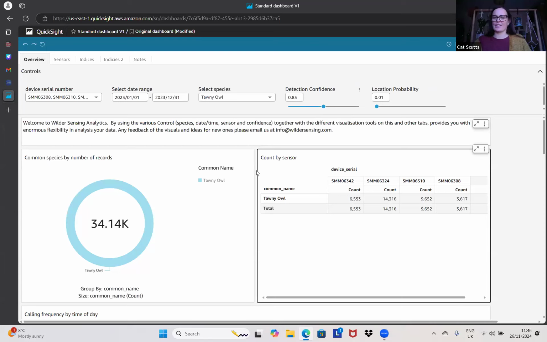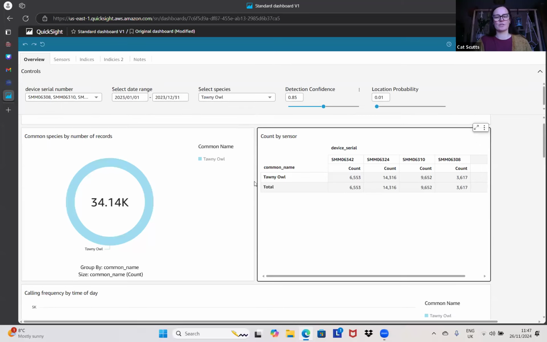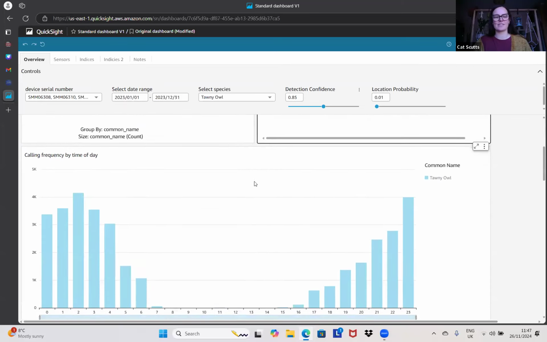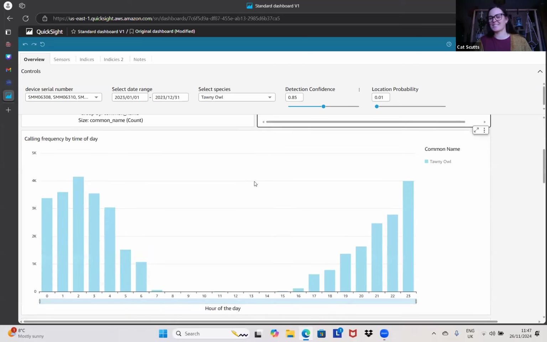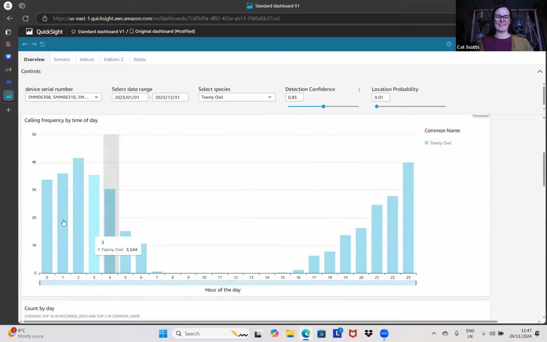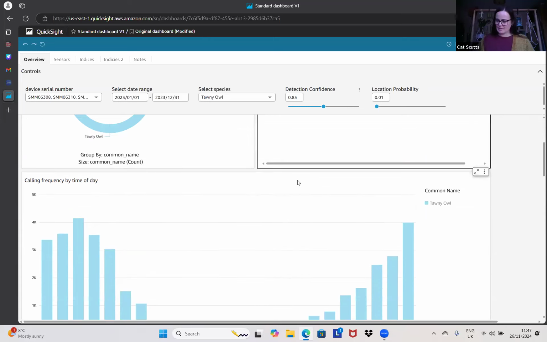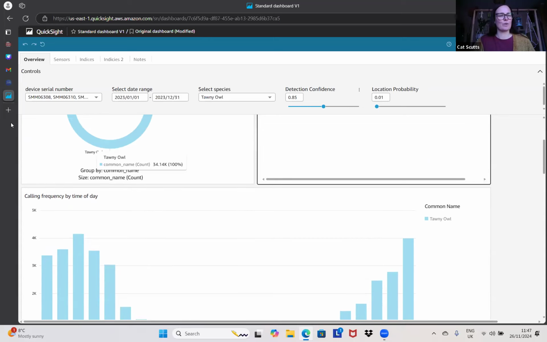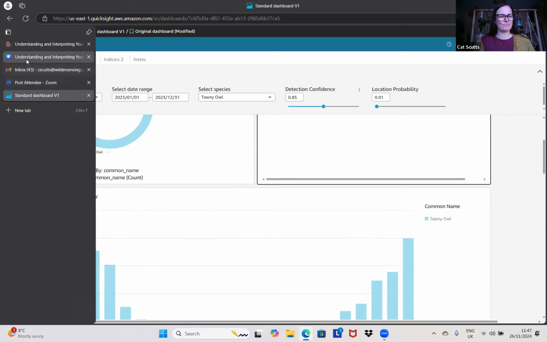And you can also sense check that if you think there might be a species that isn't showing particularly well because of the location probability, you can use other graphics that we have here, because graphics are a really nice way to digest your data really quickly and easily. Looking at the call hour by time of day for tawny owl, it's showing entirely overnight, which indicates, yeah, these detections really are probably very accurate. So if I move back to my slides.